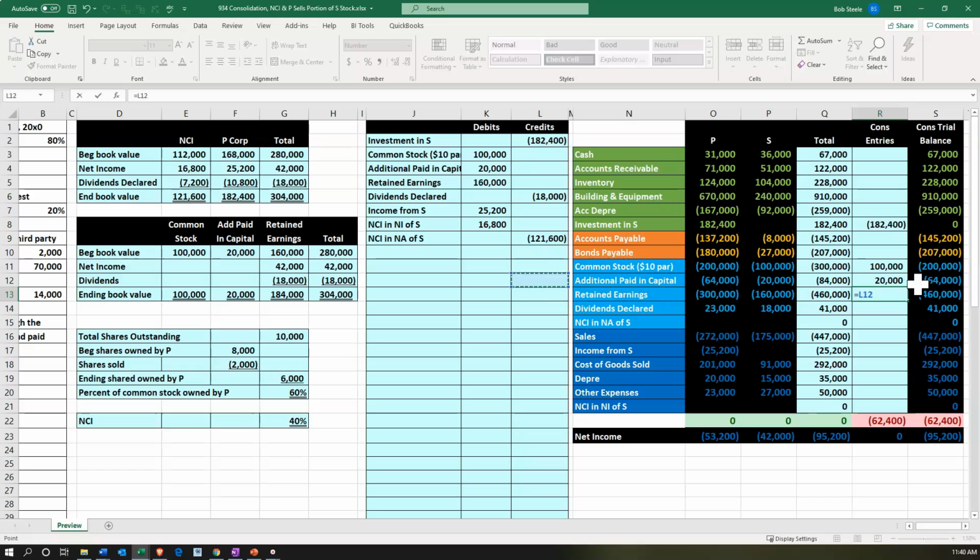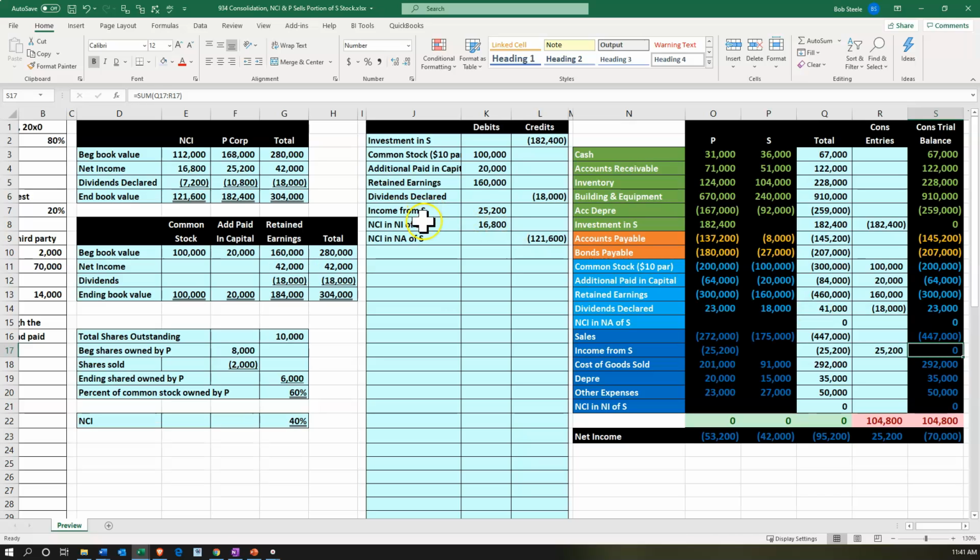Then the retained earnings, same kind of thing happening. So here's P, here's S. The total minus S brings us basically back to P. Then we've got the dividends. We'll pick up the dividends of that 18. That's going to take us to the 24. Then we've got the income from S. Income from S is going to be that 25,200. That brings us to 0, as would be expected.